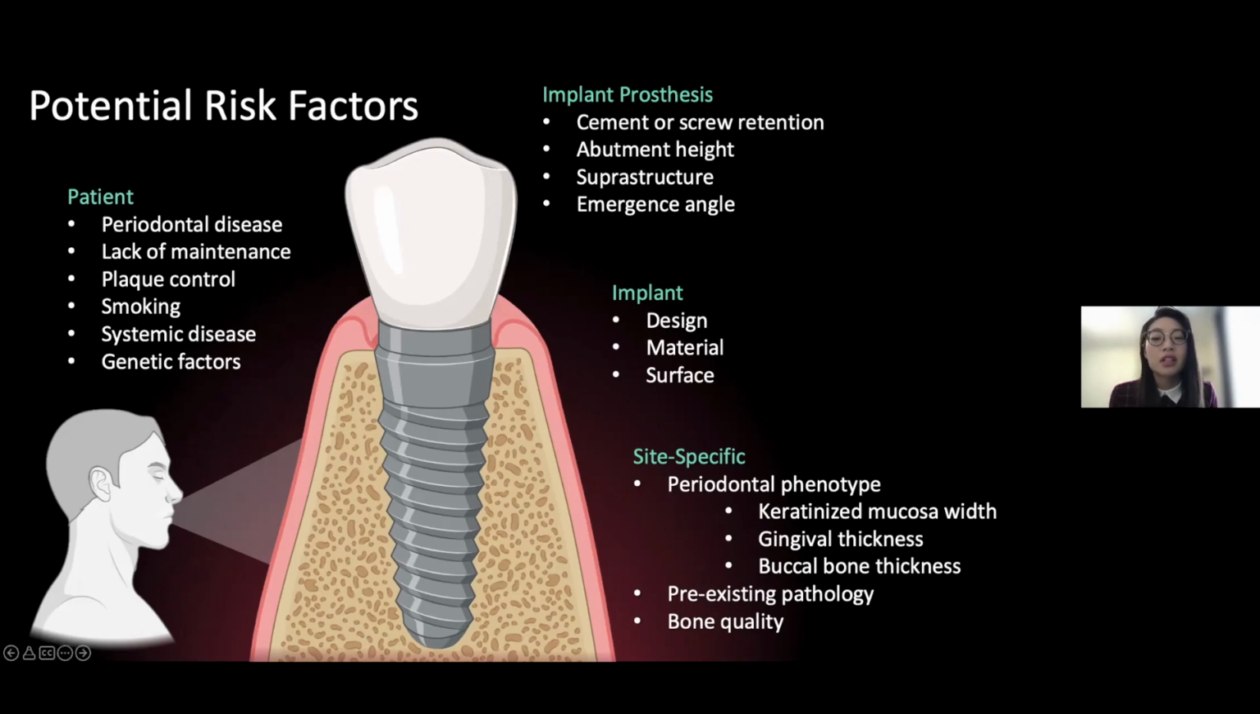We know that submucosal cement is a strong risk factor for peri-implantitis. And many times, if we see peri-implantitis with submucosal cement, we have a pretty good chance of treating it because there's a direct, obvious etiology for the peri-implant inflammation. Abutment height may influence peri-implant health, as well as the superstructure design and then emergence angle.